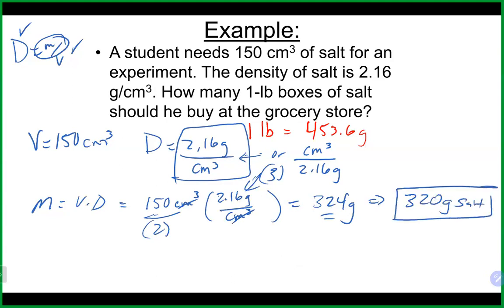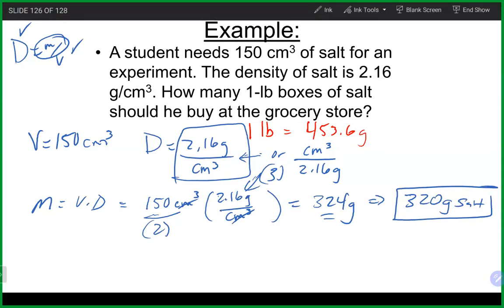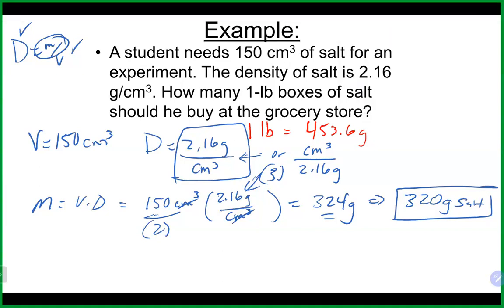Any questions on the calculation there? Now, the other thing we want to make sure we do is answer the actual question, which is how many 1 pound boxes do we need? And since 1 pound is 453.6 grams, you would only need 1 box with some left over at that point.